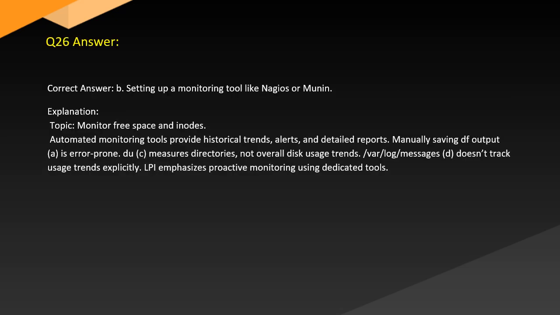Correct answer: B. Setting up a monitoring tool like Nagios or Munin. Explanation. Topic: Monitor free space and inodes. Automated monitoring tools provide historical trends, alerts, and detailed reports. Manually saving df output, A, is error-prone. C, du, measures directories, not overall disk usage trends. /var/log/messages, D, doesn't track usage trends explicitly. LPI emphasizes proactive monitoring using dedicated tools.